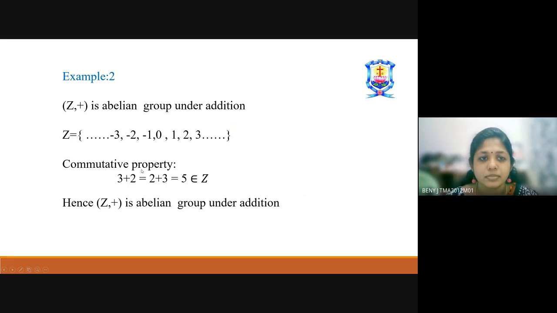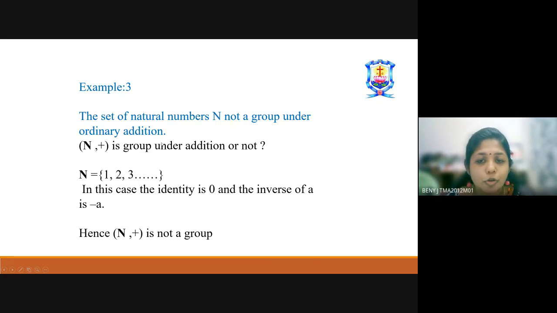Example 3. The set of all natural numbers under ordinary addition: is it a group? I'm defining the set N, the set of all natural numbers. Under addition, 0 is the identity element, isn't it? So 0 does not exist, so the identity element does not hold. If I am taking 3, the inverse of 3 is what? Minus 3. Minus 3 also does not exist. So two axioms do not hold. Therefore, we can say N is not a group under addition.